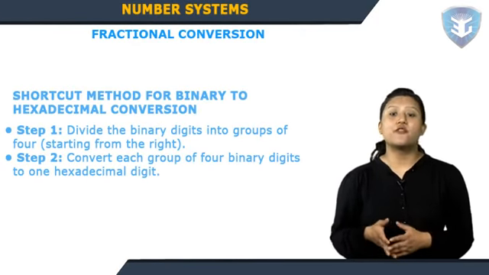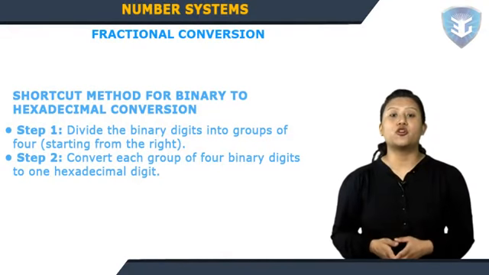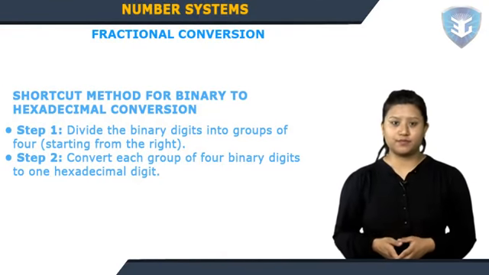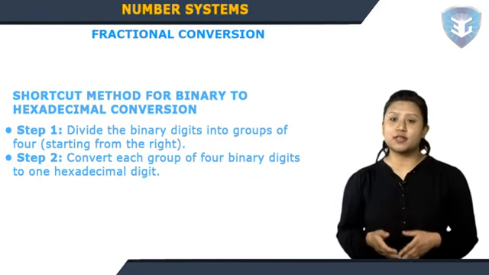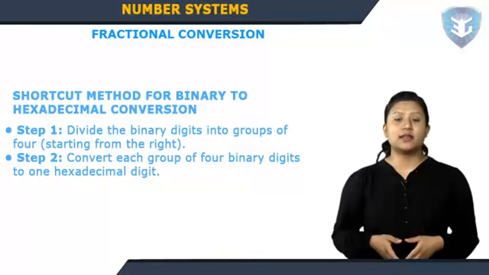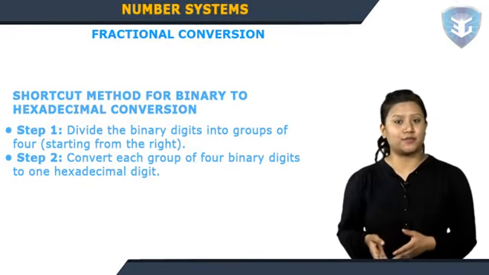Shortcut method for binary to hexadecimal conversion. The following steps are used in this method. Step 1, you divide the binary digits into groups of 4 starting from the right. Step 2, you convert each group of 4 binary digits to one hexadecimal digit.